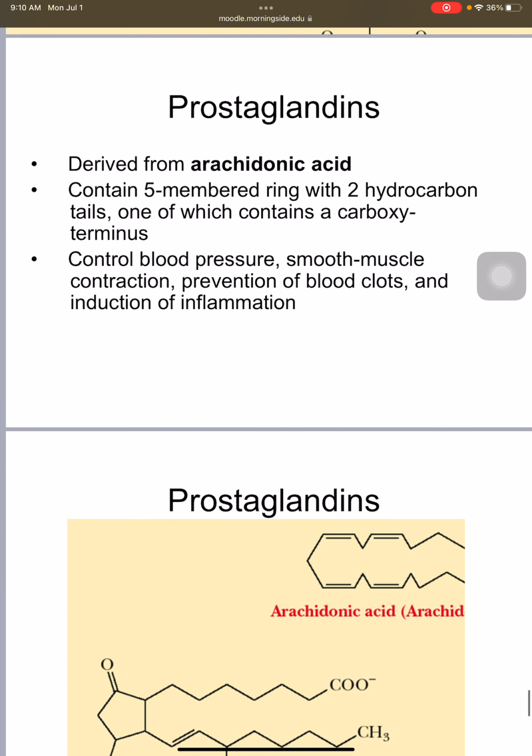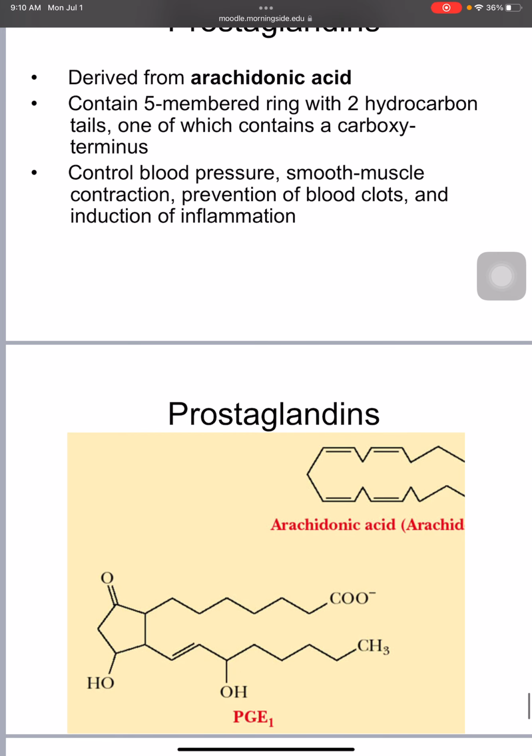All right, the last group I want to mention are called prostaglandins. Prostaglandins are derived from a small molecule called arachidonic acid. You can see here that the top structure is arachidonic acid. It has two areas of conjugation, and prostaglandins basically have this base structure, and then they also contain a 5-membered ring.